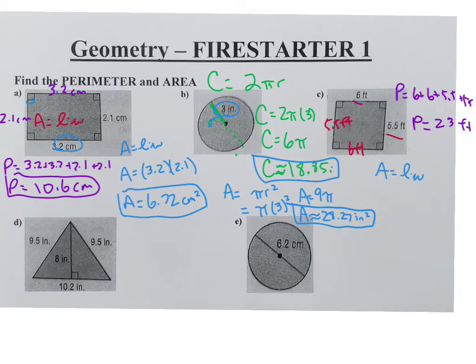And my length would be 6. My width would be 5.5. So my area is equal to 6 times 5.5. So 6 times 5.5 is 33. So my area is 33 square feet. So you either have to put the little 2 there, or you have to literally write out square feet. It's entirely up to you which one you do. All right. That's it for C.